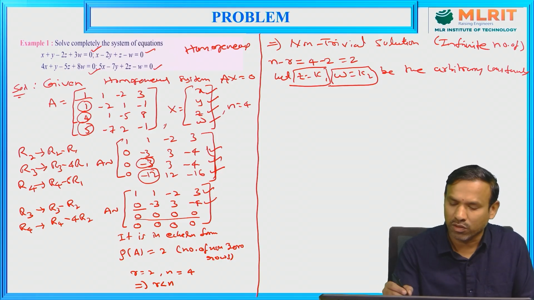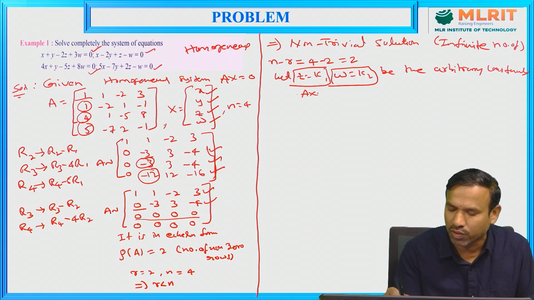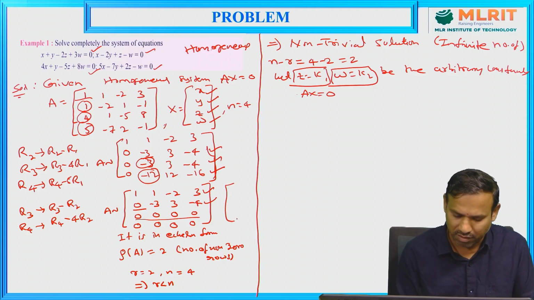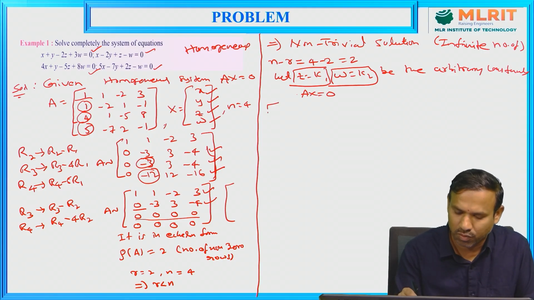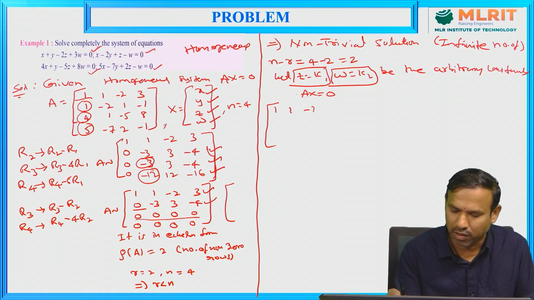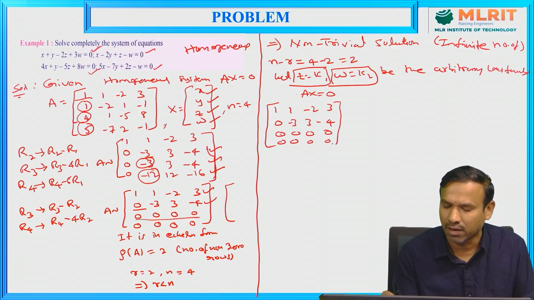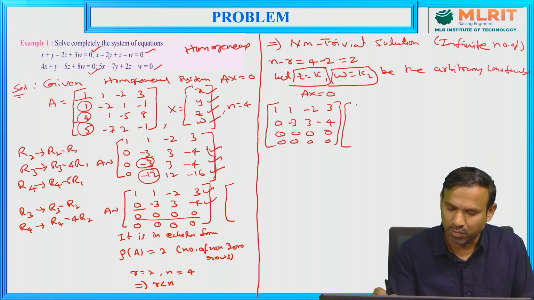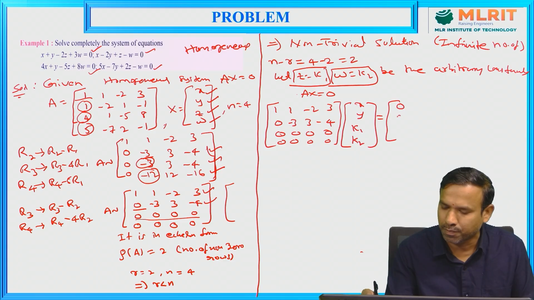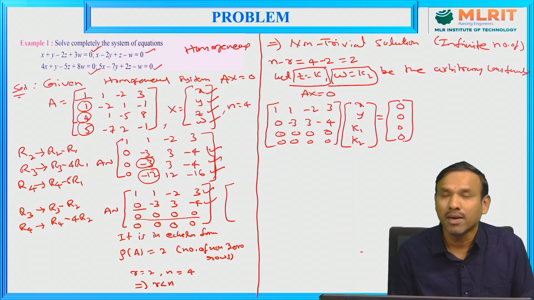That will be our non-trivial solution. So to find the solution we take AX is equal to 0. Here the A matrix is 1, 1, minus 2, 3; 0, minus 3, 3, minus 4; 0, 0, 0, 0. After the transformation, whatever we got, that should be taken, not the initial matrix. X means the unknowns x, y, z, w, where z is k1 and w is k2, equal to 0, 0, 0. Now we need to solve for x and y.